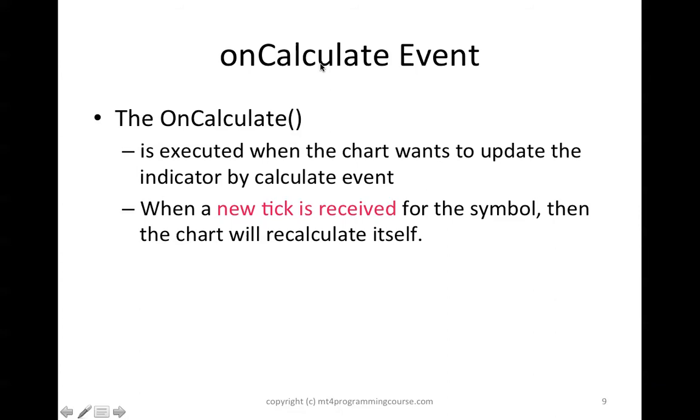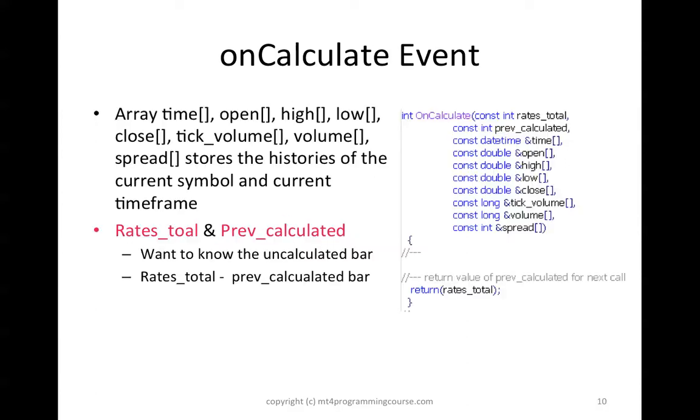OnCalculate is the function executed when the chart wants to update the indicators. On each new tick received, meaning each time a new price is received by the server, the chart will recalculate itself. In this onCalculate function, there are a number of parameters being used.